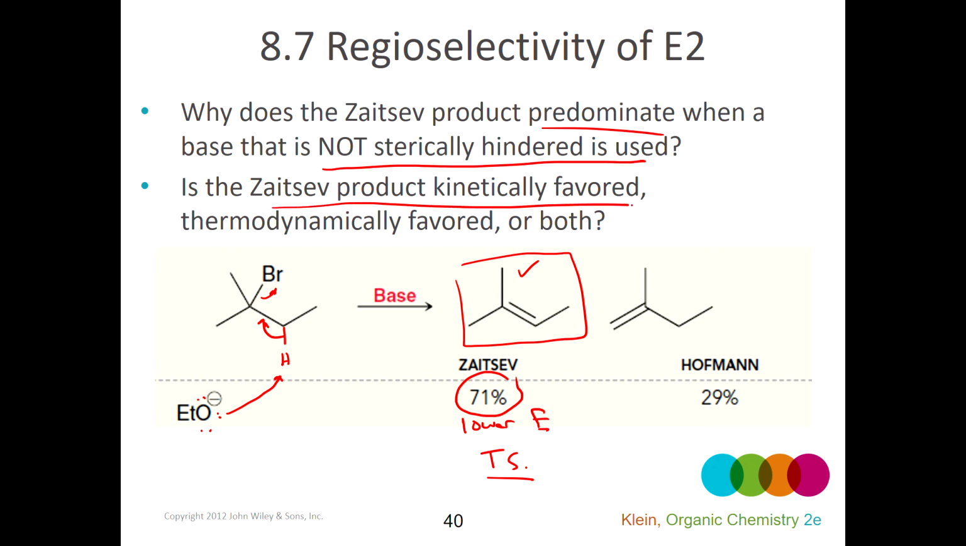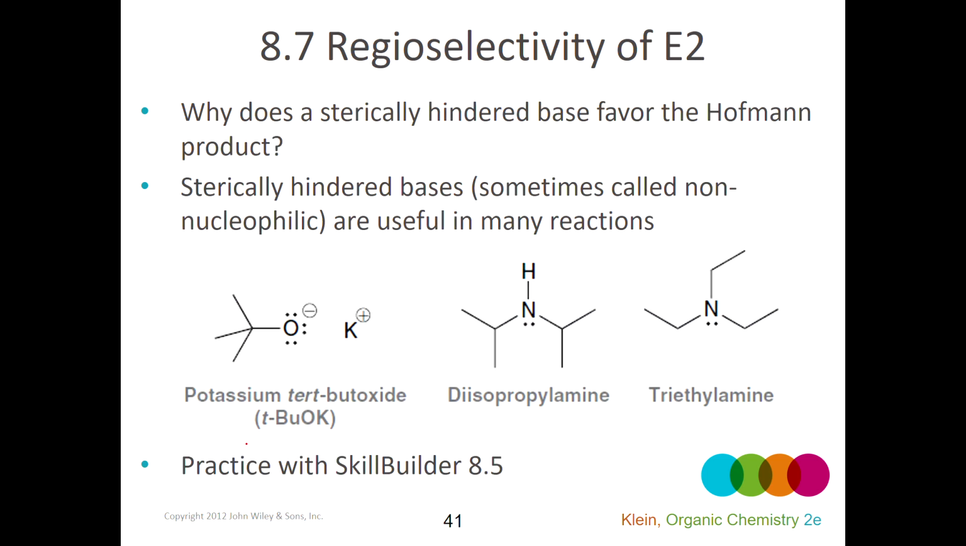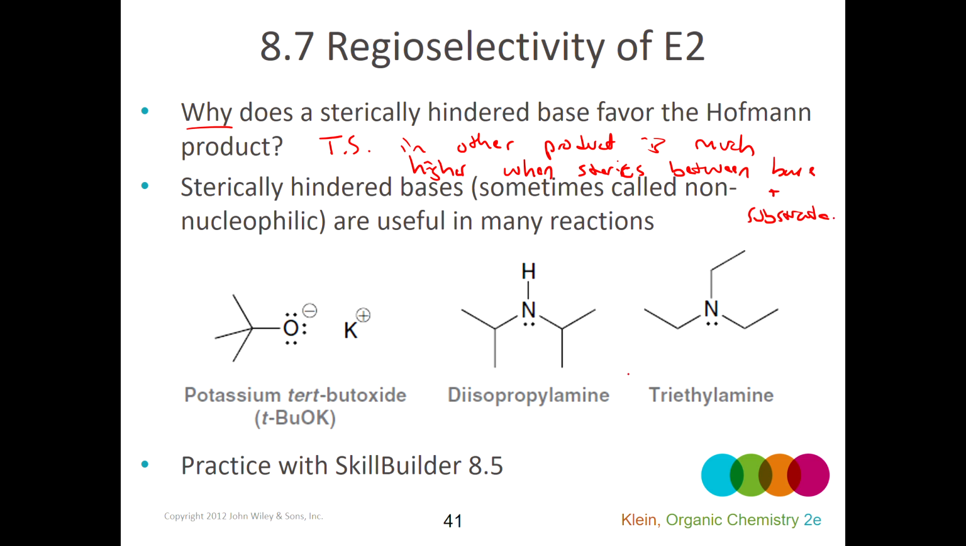So is the Zaitsev product favored kinetically or thermodynamically, or both? The answer is both. The Zaitsev product is more stable than the Hofmann product, and it goes through a lower energy transition state, assuming that the base isn't creating too much steric repulsion there during the collision. So why does the sterically hindered base favor the Hofmann product? That's because the transition state in the Zaitsev product is much higher when there is sterics between the base and the substrate, which is what we just said.